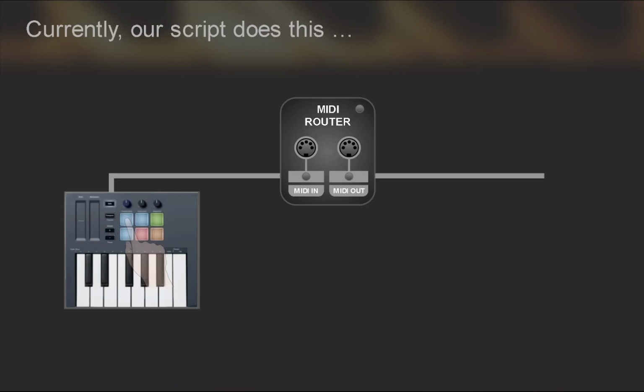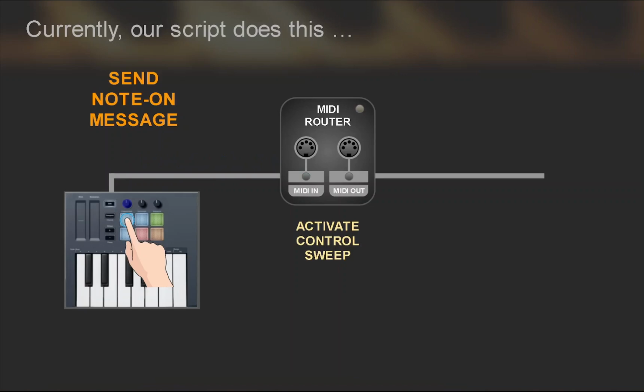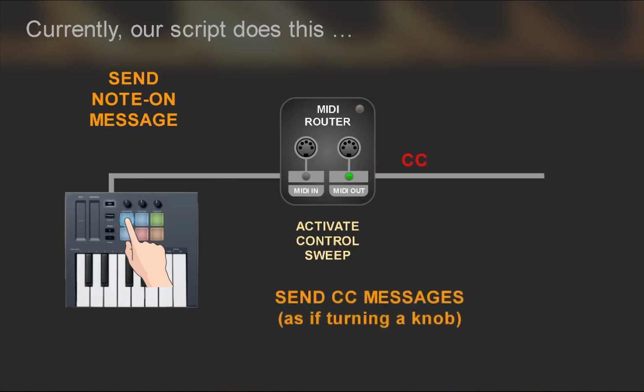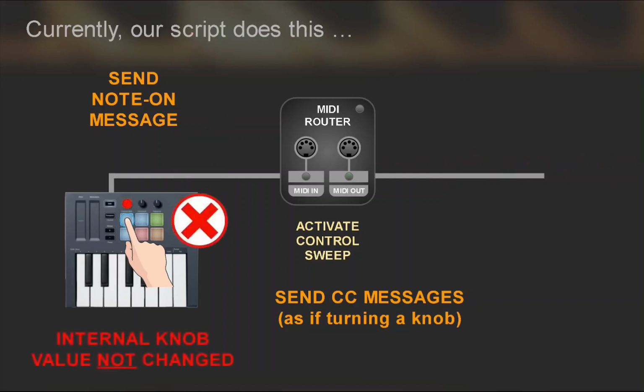When we press a pad, it sends a note on message in the C-1 octave range. Our script recognizes this as a pad press and activates the control sweep function, which then sends control messages to Ableton as if we were manually turning a knob. The problem at the moment though is that the internal value for that knob on the Arturia is not changed.